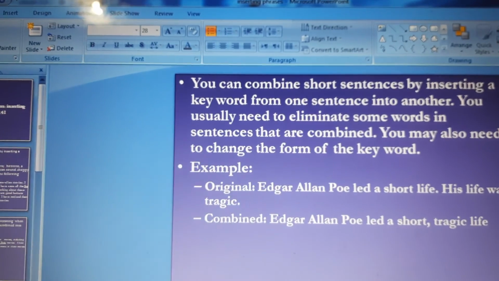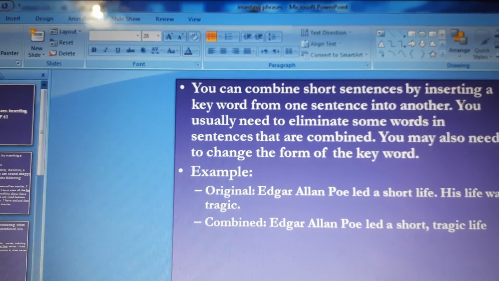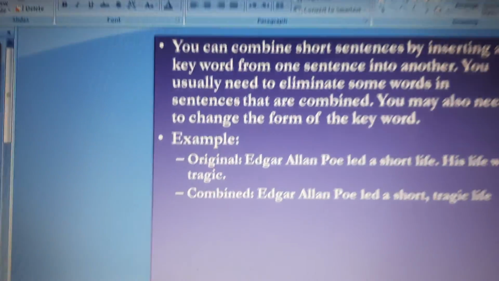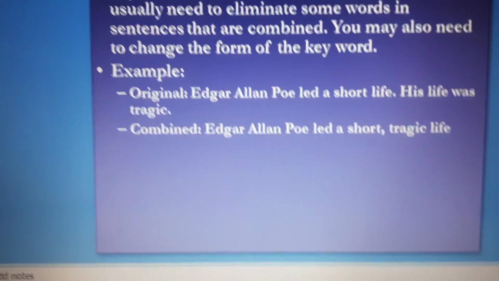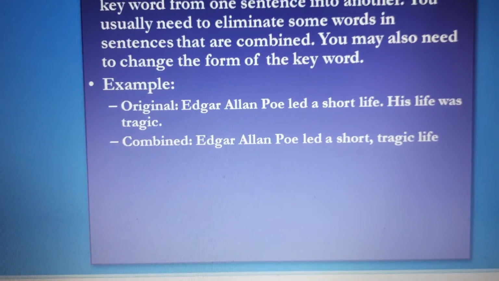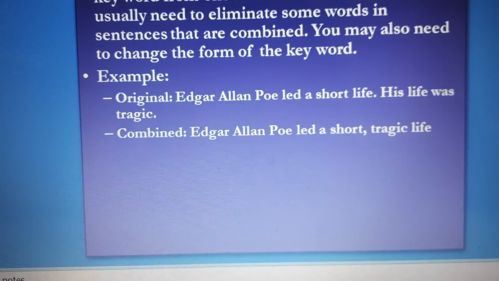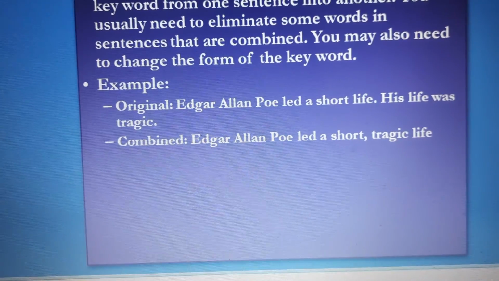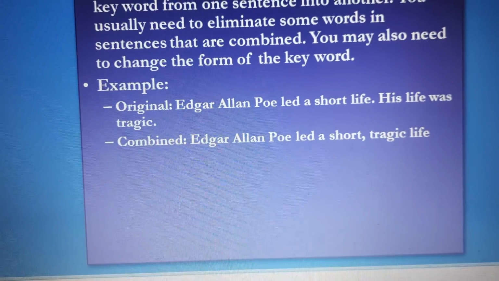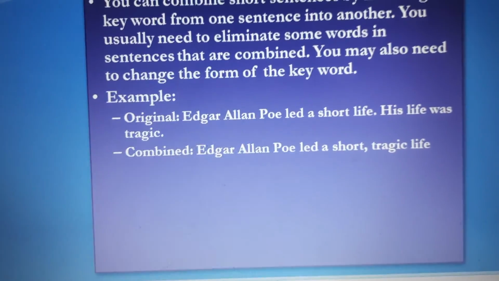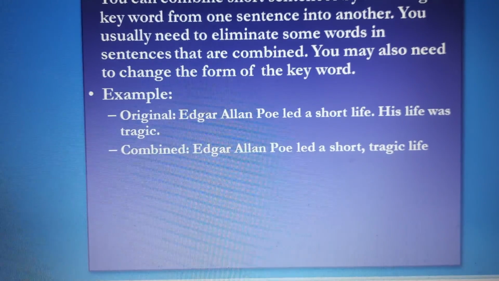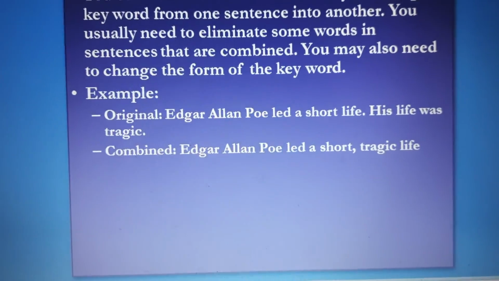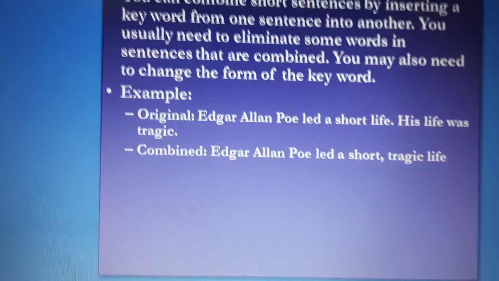So here, combined: Edgar Allan Poe led a short, tragic life. Did you see the difference between the first sentence and the second one? I just say Edgar Allan Poe led a short, tragic life. That's it. I can understand the sentence and it's really strong, but the first one, Edgar Allan Poe led a short life. His life was tragic. You can just write it in one sentence.